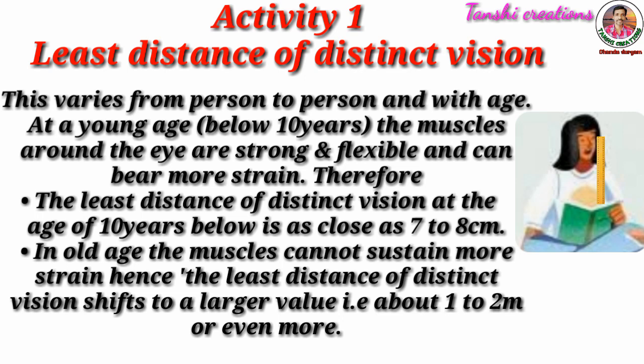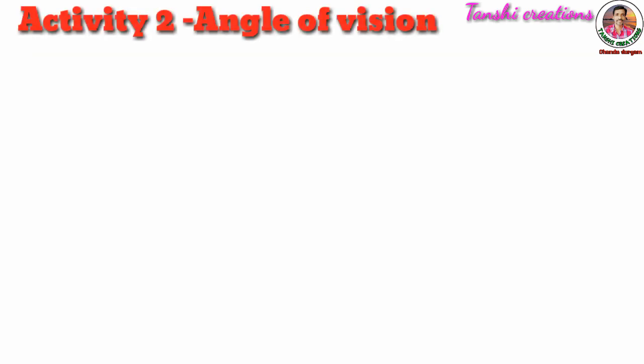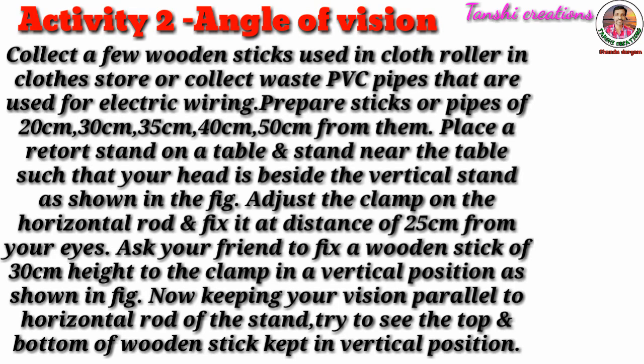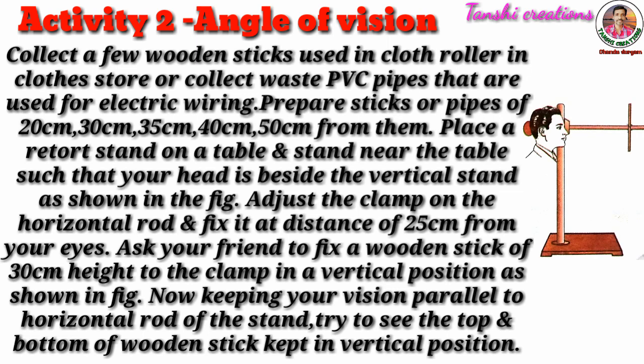Okay children, are you able to see the top and bottom of an object placed at a distance of about 25 centimeters from your eye irrespective of its shape? Let us know in the next activity. Activity number 2. In this activity, we will learn about the angle of vision.